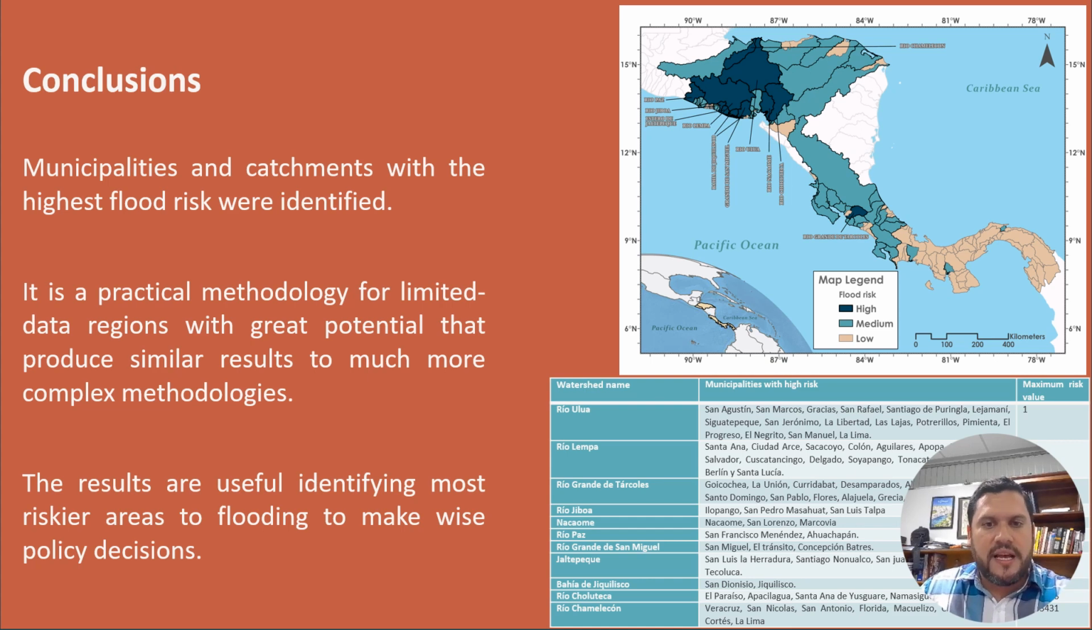As conclusions, the most affected catchments and municipalities were identified. Many of the most affected ones are in El Salvador and in Honduras, and in Costa Rica, the Tárcoles one. Those catchments are related to high densities, related to the capitals of these countries, and this methodology is very practical to be replicated in other countries with scarcity of information, and this information can be used for decision making and to prepare better maps and better early warning systems.